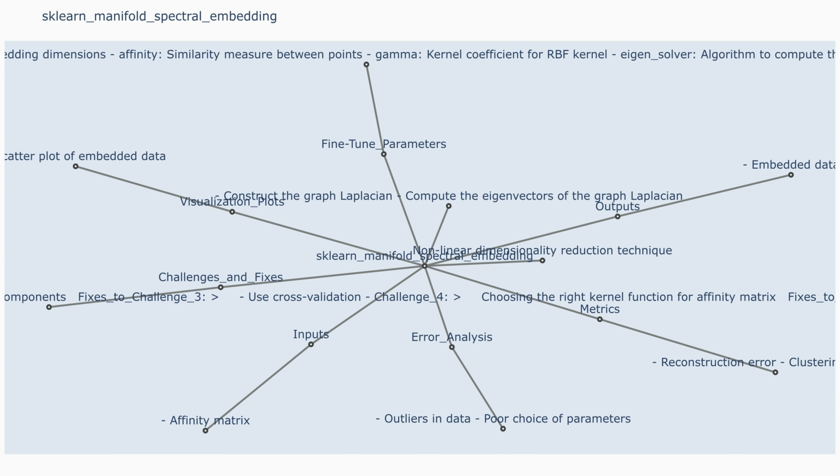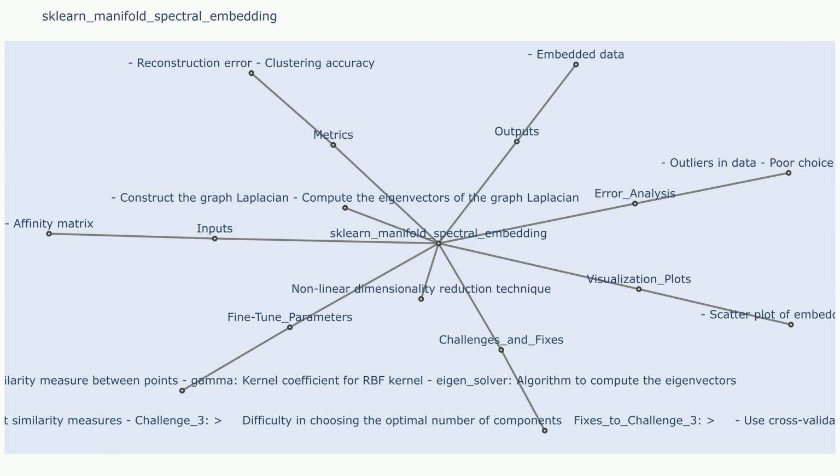sklearn.manifold.SpectralEmbedding. Description. Spectral embedding is a dimensionality reduction technique that leverages the spectrum of the graph Laplacian to project data points onto a lower dimensional space while preserving the local neighborhood structure. It's particularly well suited for nonlinear datasets where linear methods like PCA fail.